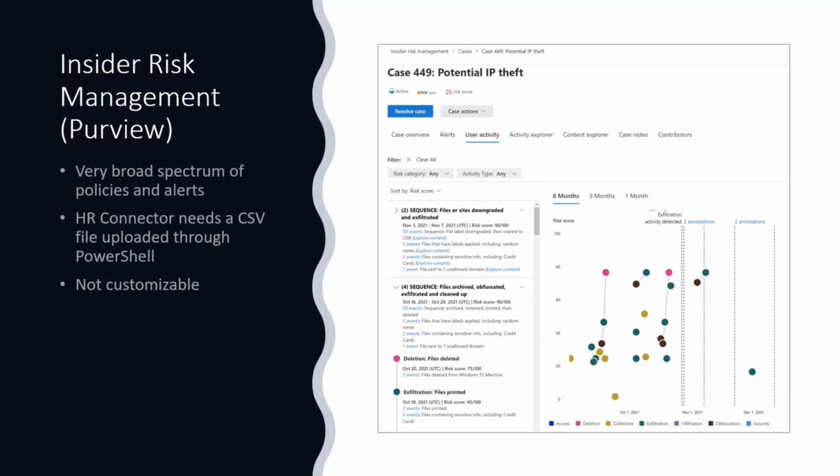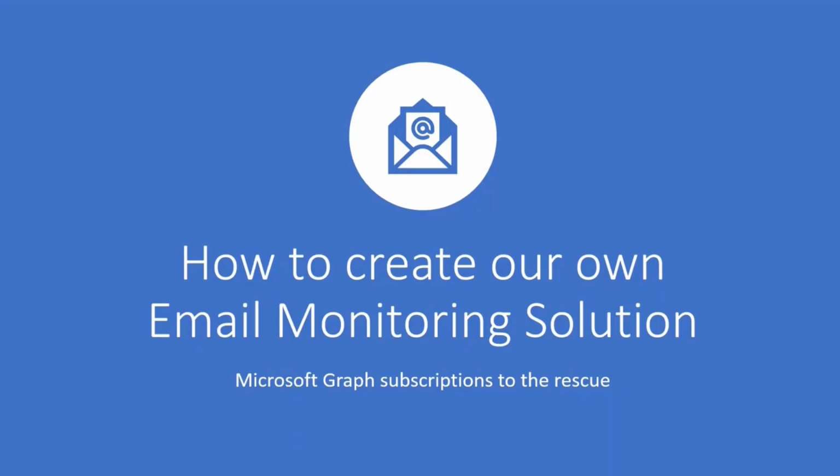So you can create what's called an HR connector. Actually it's a CSV file, and you can upload that with PowerShell, and then the system knows, okay, this person has recently got his resignation, or got fired, or gave his resignation himself. So we can set, okay, this is the date he got his resignation, and this is the date that he actually leaves the company, and then he's monitored a little bit more. All very good, but as you all know, it's not customizable. So how to create your own email monitoring solution?